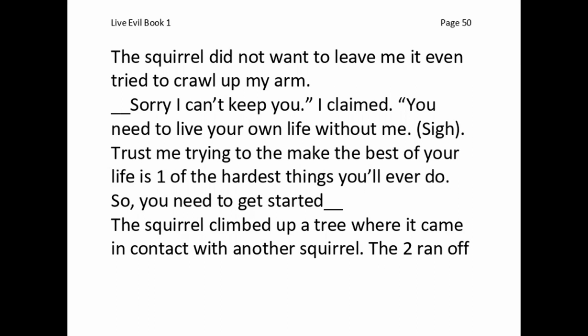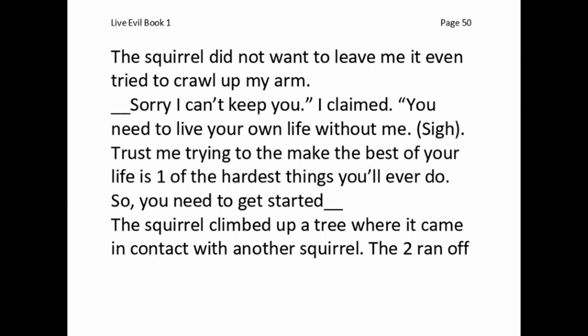The squirrel did not want to leave me. It even tried to crawl up my arm. "Sorry, I can't keep you," I claimed. "You need to live your own life without me." Sigh. "Trust me, trying to make the best of your life is one of the hardest things you'll ever do. So you need to get started."